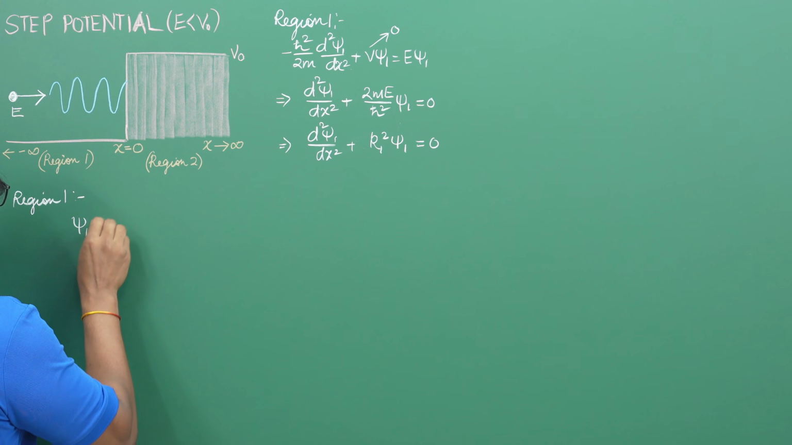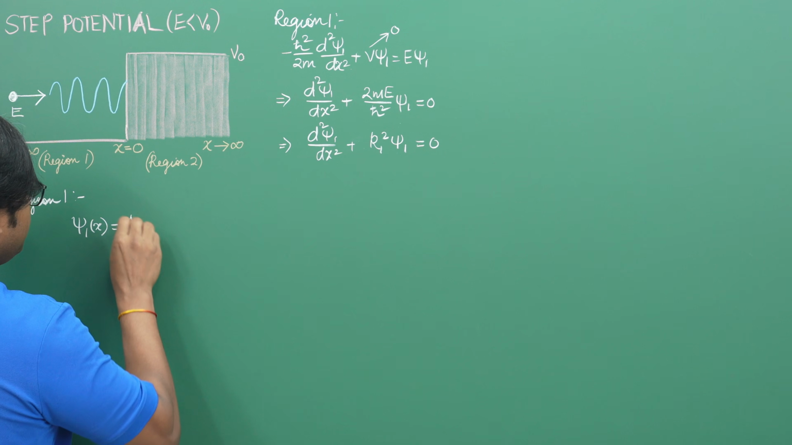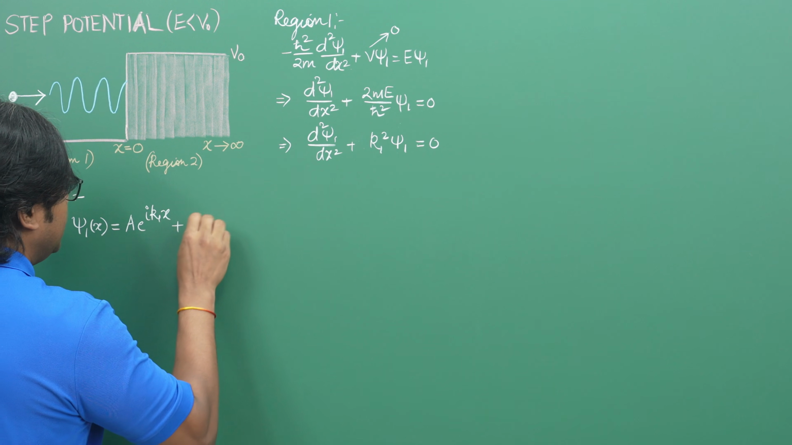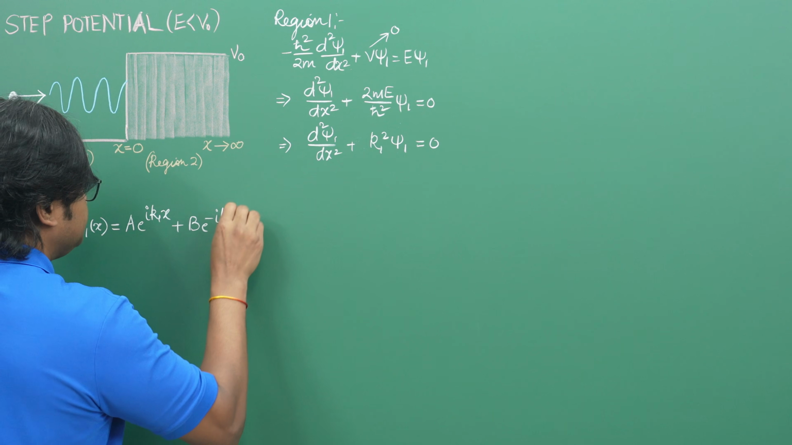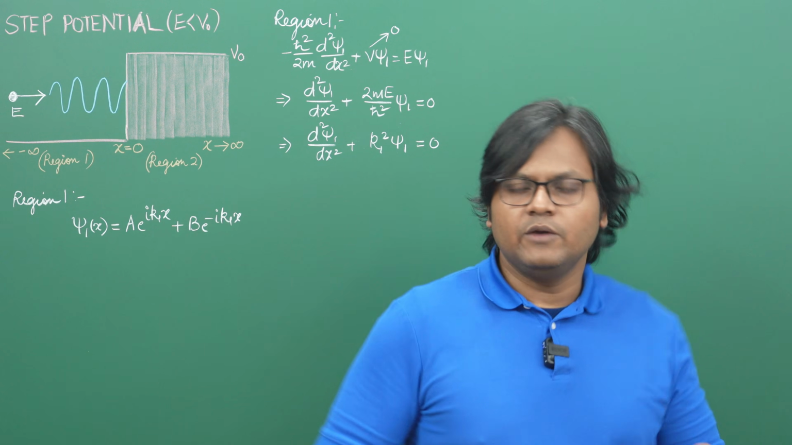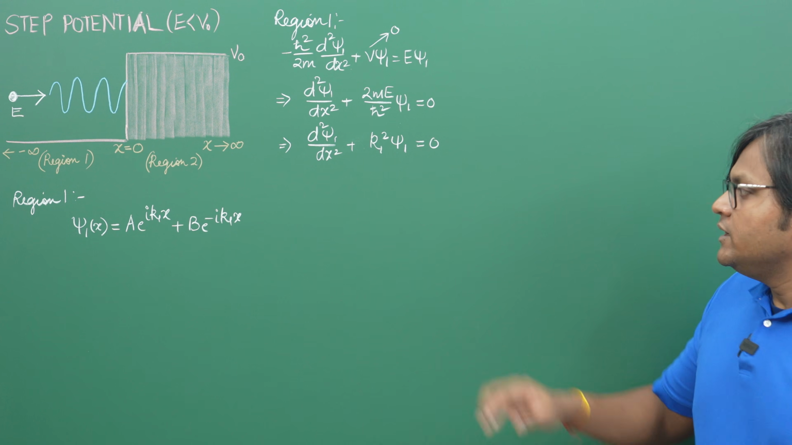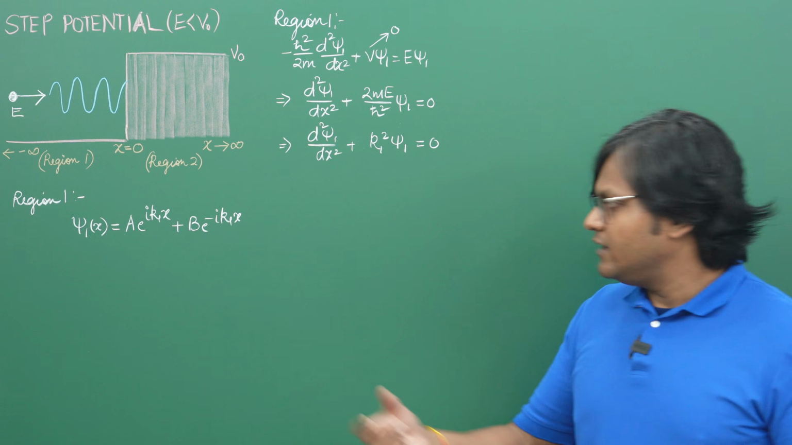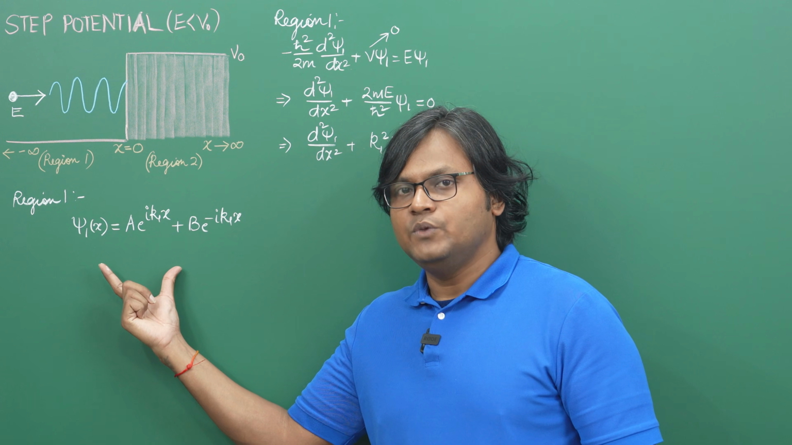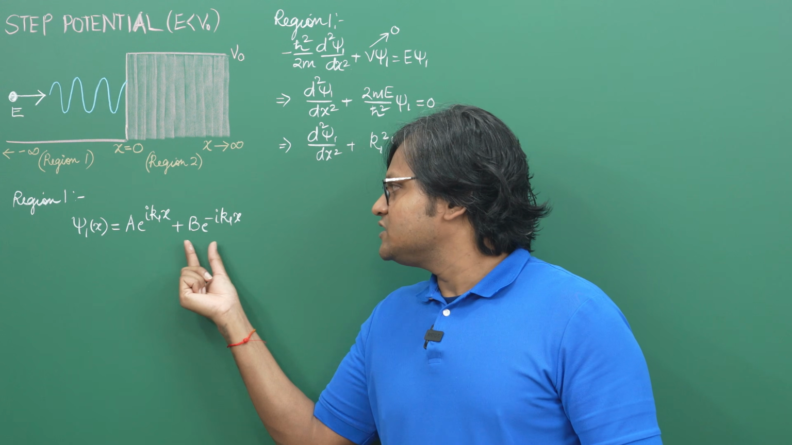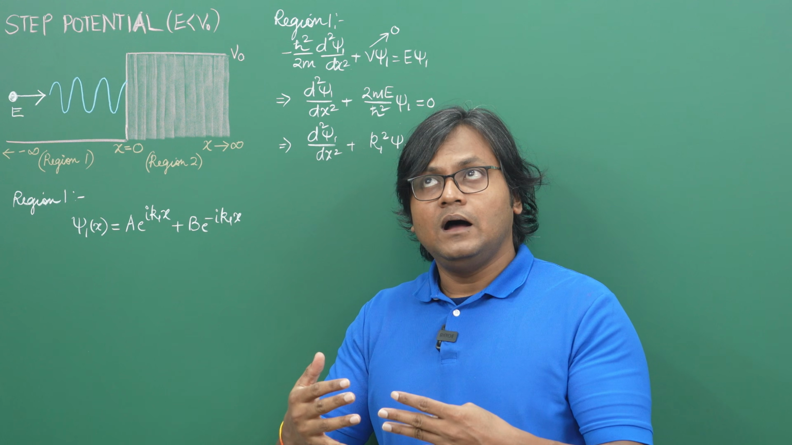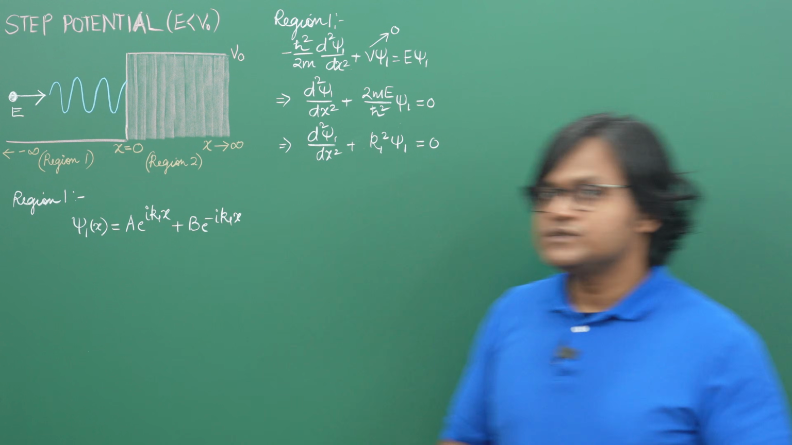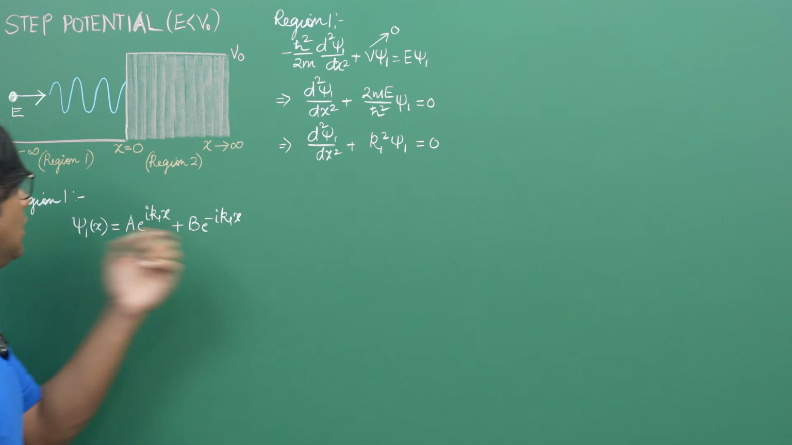Psi 1 is equal to A e to the power iota k1x plus B e to the power minus iota k1x. The solutions of this differential equation are oscillatory solutions. Now, because in quantum mechanics we look at plane wave solutions which are complex, therefore I have taken the most general expression of that particular solution. So this is a complex expression which is essentially an oscillatory solution, which are basically the combinations of sines and cosines.